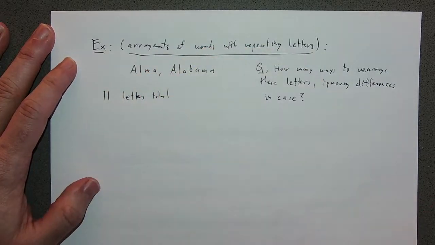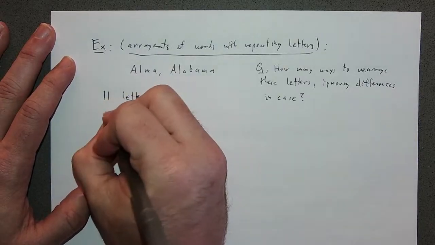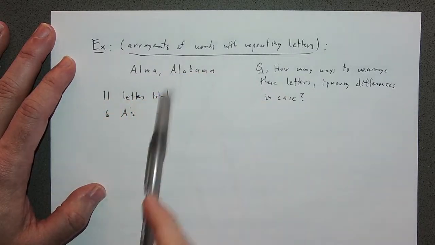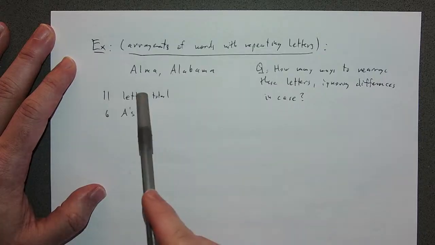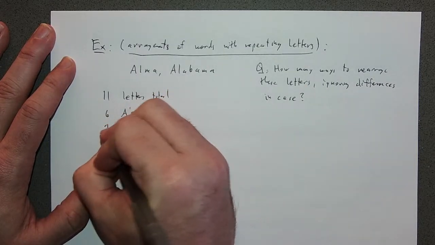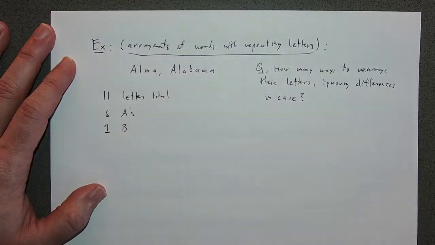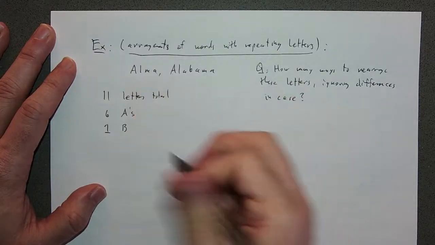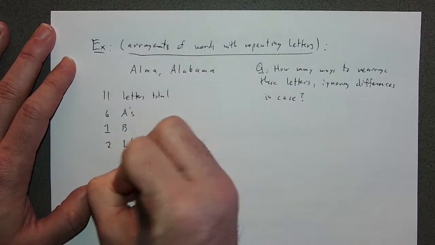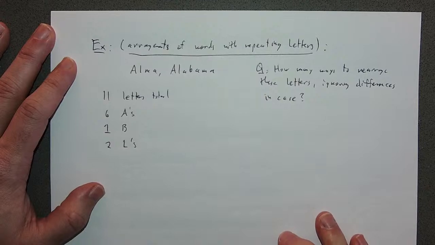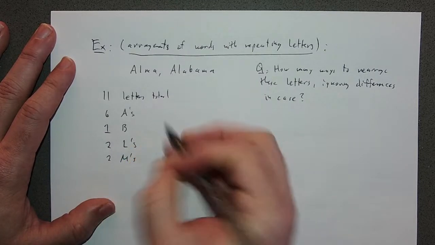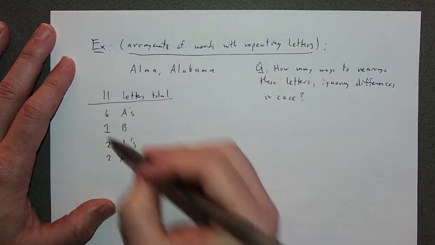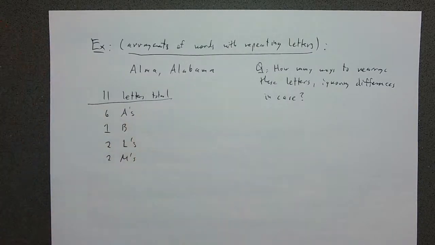Now let's see how many I have in each category, right? So I have 6 A's: 1, 2, 3, 4, 5, 6. Yep. I have 1 B. I have 2 L's. I have 2 M's. And that is 11 total: 6 plus 1 plus 2 plus 2. Yep, that's 11. That's all my letters.